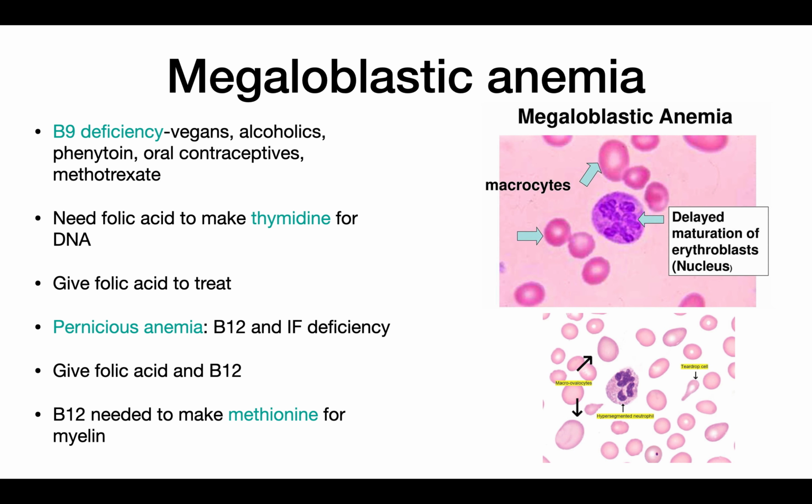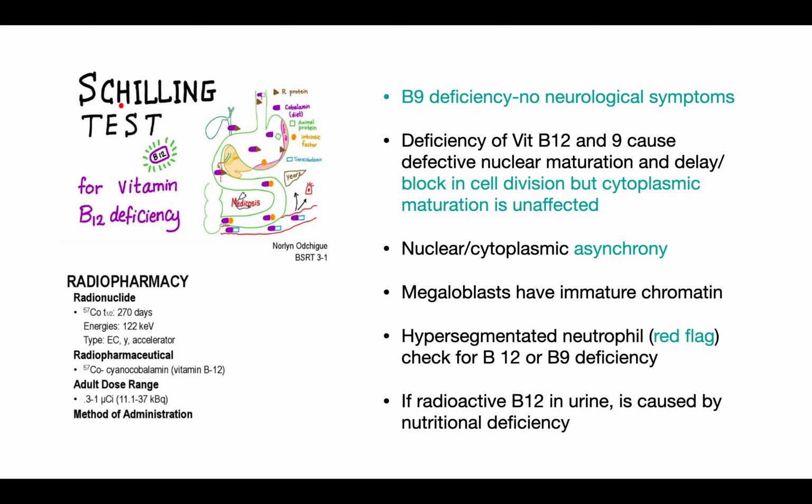In pernicious anemia, the symptoms are somewhat the same, but in pernicious anemia, there are central nervous system symptoms due to the fact that B12 is needed to make the myelin. So it's pernicious anemia because it's not just B12 deficient, it's also an intrinsic factor deficiency. So you have to give both the folic acid and B12. So the B9 deficiency, once again, has no neurological symptoms, but B12 does.